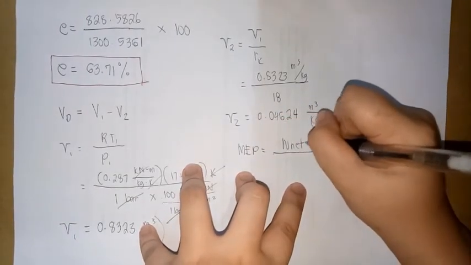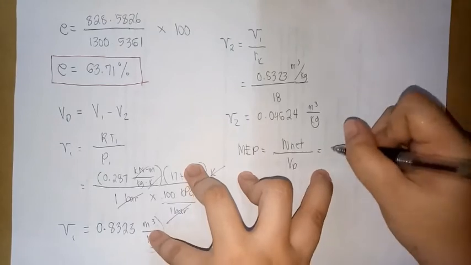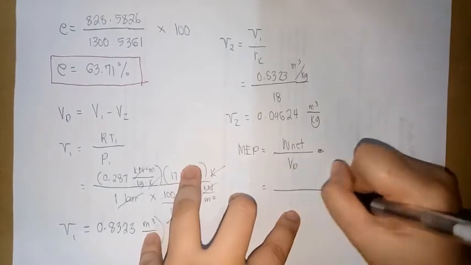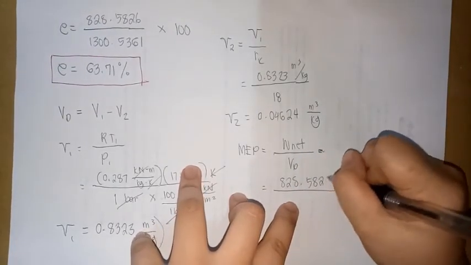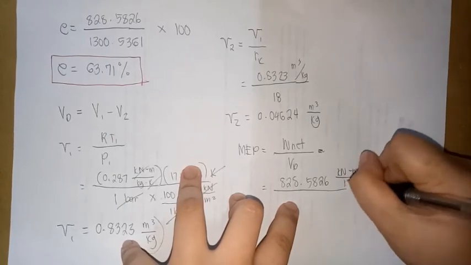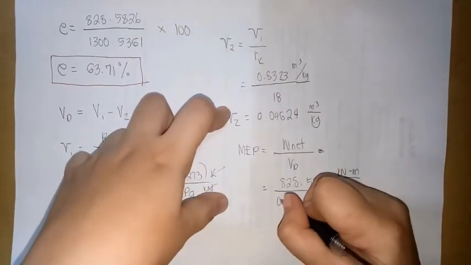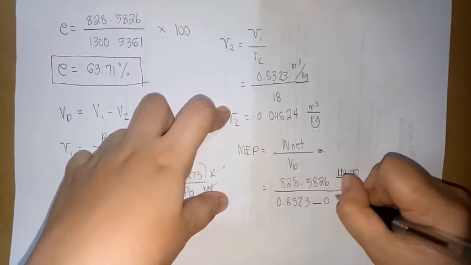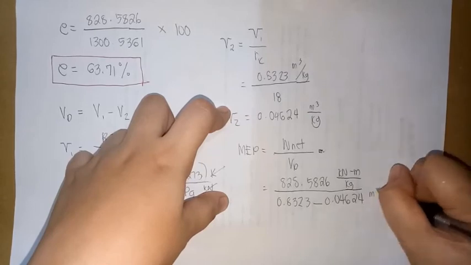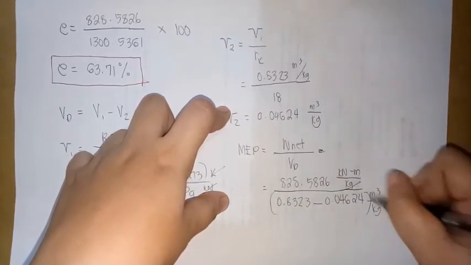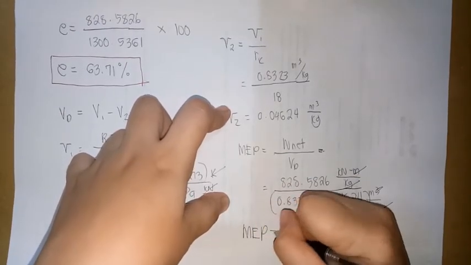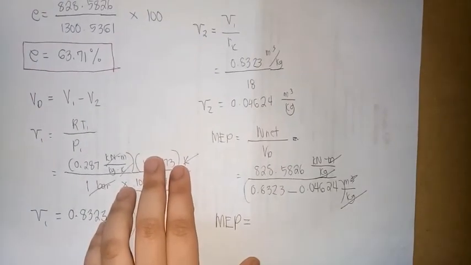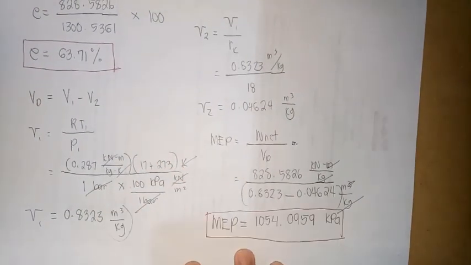Now, let us solve for the mean effective pressure. Work net divided by the volume displacement or V1 minus V2. So, si work net is equal to, ano ang work net natin kanina? 828.5826 kilonewton meter per kilogram. Divided by VD, V1 minus V2, 0.8323 minus 0.04624 cubic meters per kilogram. So, canceling out yung kilogram, cancel out yung isang meter, kilonewton per square meter is kilopascal. The mean effective pressure in kilopascal is equal to 1054.0959 kilopascal. So that's all. Thank you.